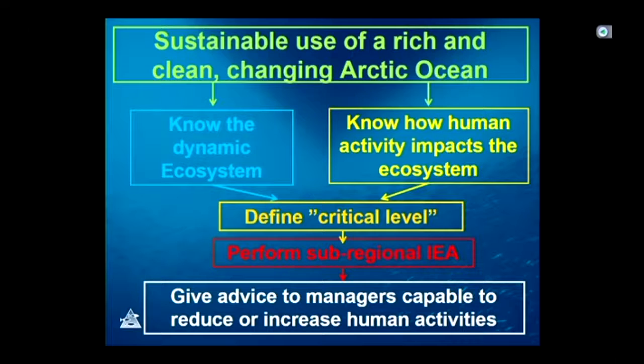There are two pillars that are keeping this up. That is the knowledge about the dynamic ecosystem, but also knowing how human activity impacts the ecosystem. And then there's something about the critical level, from where we have to take actions. You have to know about this critical action level from these two pillars. So knowing what critical level you're putting into this system, you can perform this sub-regional integrated ecosystem assessment. And then you can go to the step of giving advice to the manager, capable of reducing or increasing human activities. At least this is how we decided to put it up.